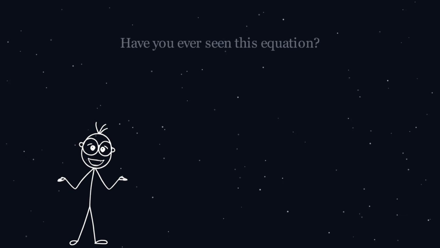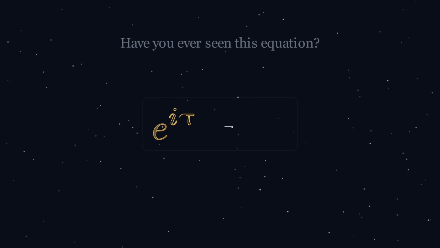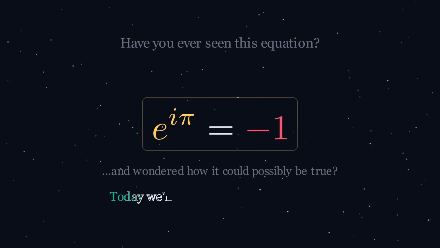Have you ever seen this equation and wondered how it could possibly be true? E raised to the power of i pi equals -1. It looks almost magical, but today we're going to break it down step by step so you understand exactly what each part means and why this equation is true.